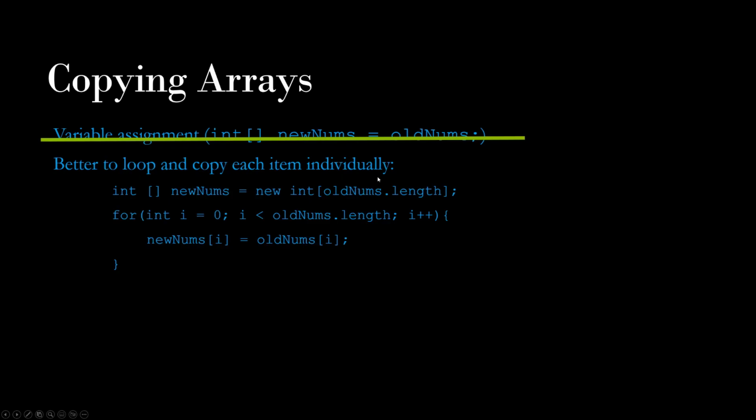So here we have new nums. Notice that it's the same length as the old nums. And so here we begin at 0 and it will stop when it gets to whatever old nums' length is, and it increases by 1. And so it says that each one of those values will match up. And that's how you copy over. So that's what I got for you guys for today.